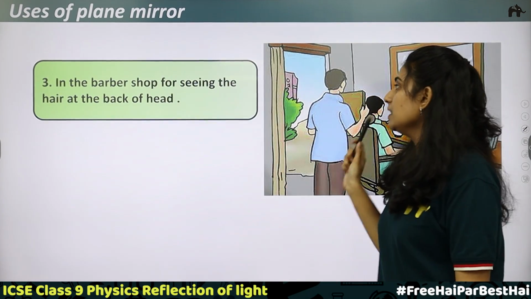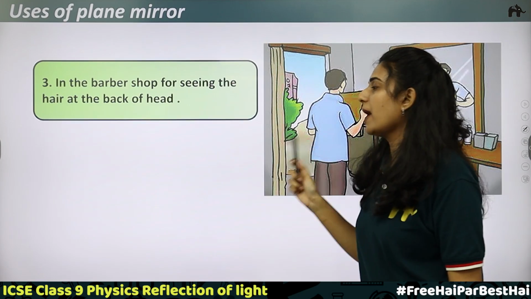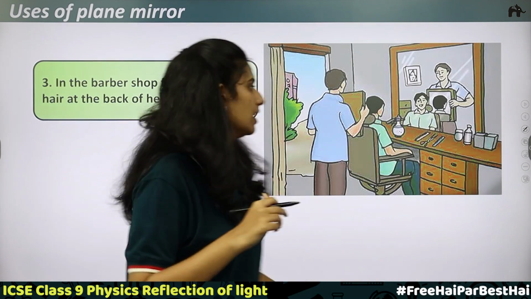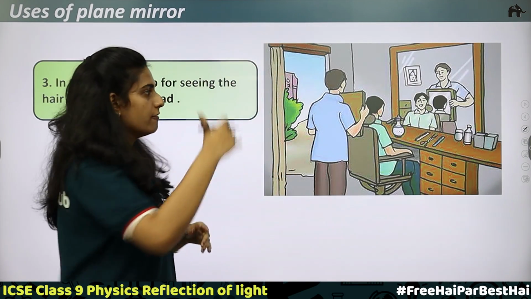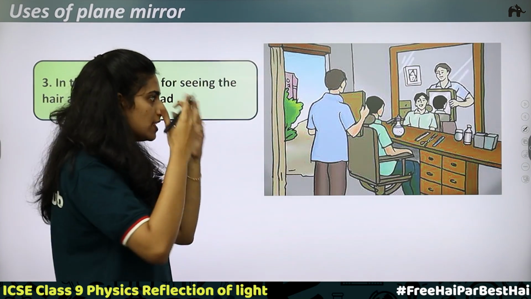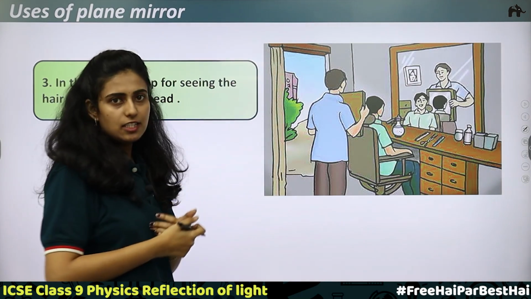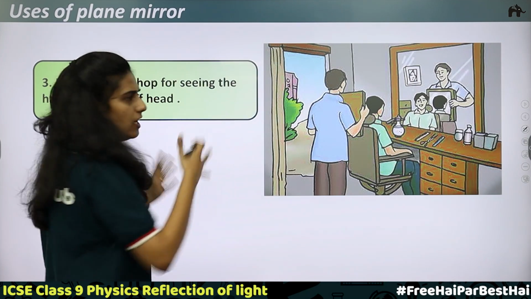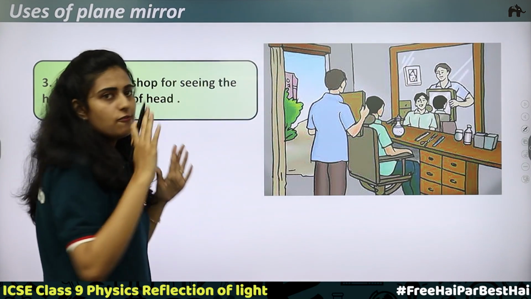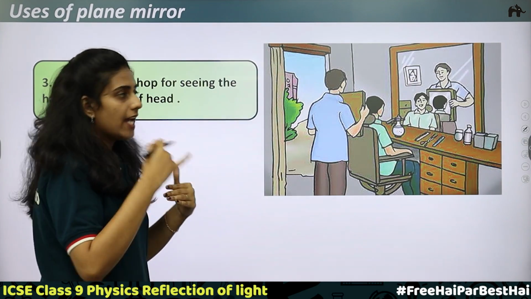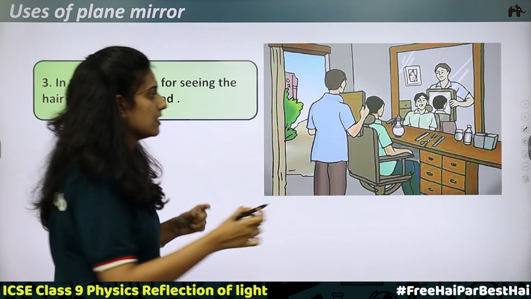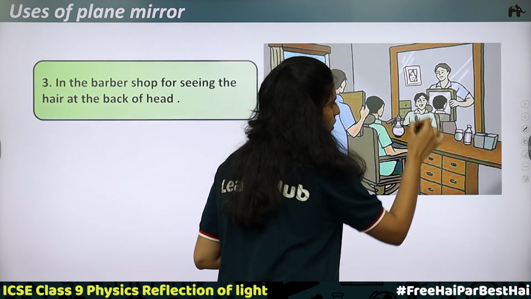Third application, in the barber shop for seeing the hair at the back of head. So here you have seen that in barber shops and beauty parlor, front one mirror will be there so that you can see the front side, and back another mirror will be there. Okay, that is 2 parallel mirrors. Okay, here when you have a mirror at the back side, you will be able to see the back side. So here the person is sitting in front of a mirror.